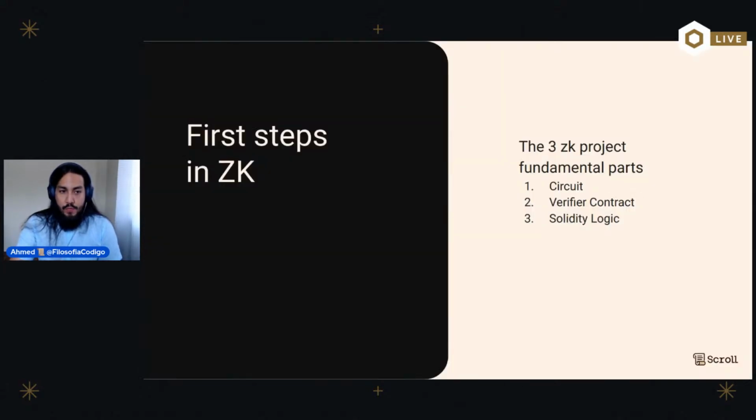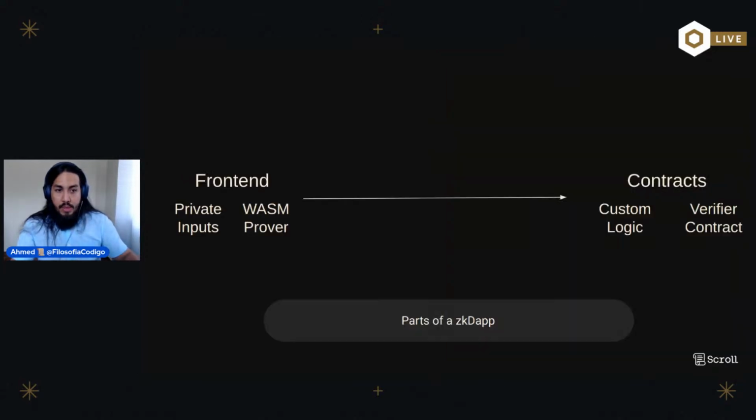Okay, so the first steps with ZK, what you need to know. For creating a ZK project, the most basic three things that you will need are a circuit, a verifier contract, and Solidity logic. With Solidity logic you may be familiar, but we're going to see now what a circuit and a verifier contract are. After that, you will be able to apply all your Solidity knowledge the same way as you have learned before.